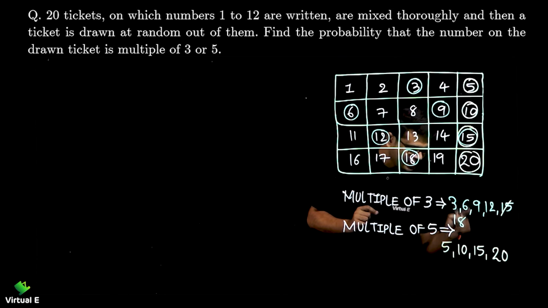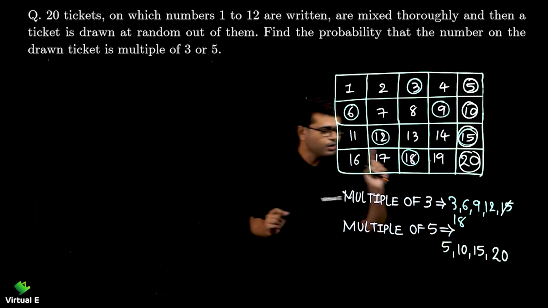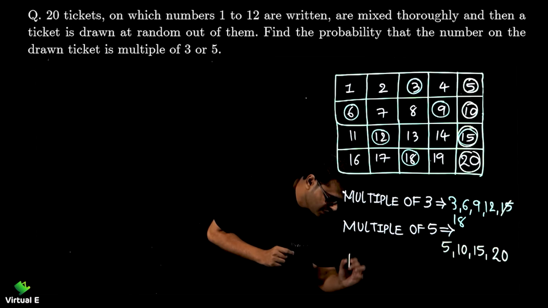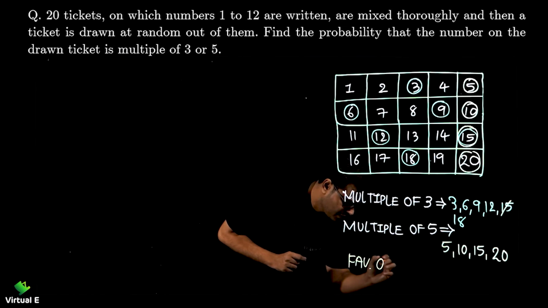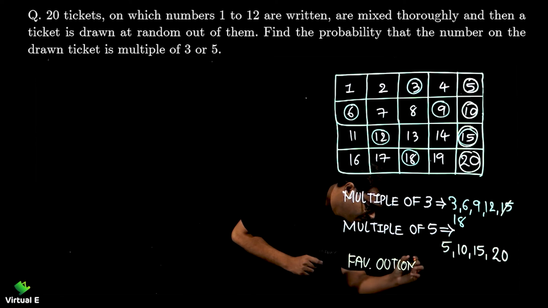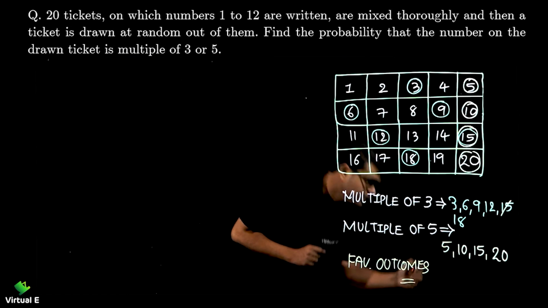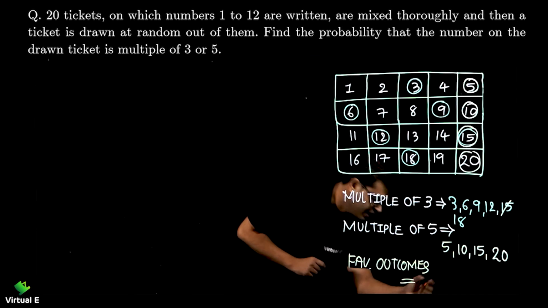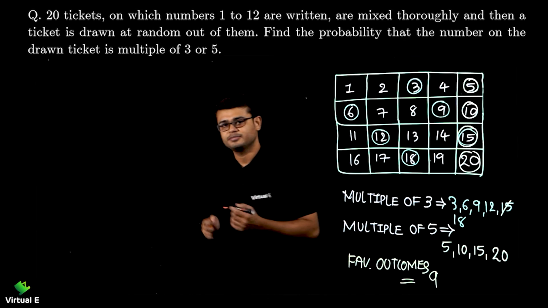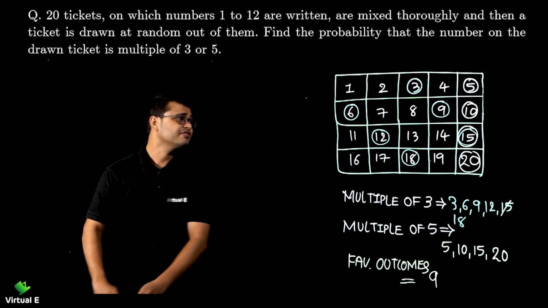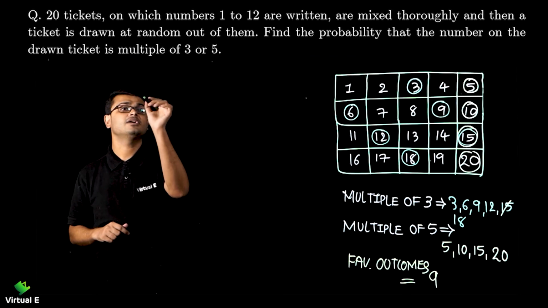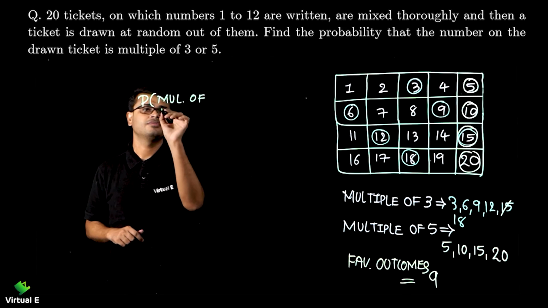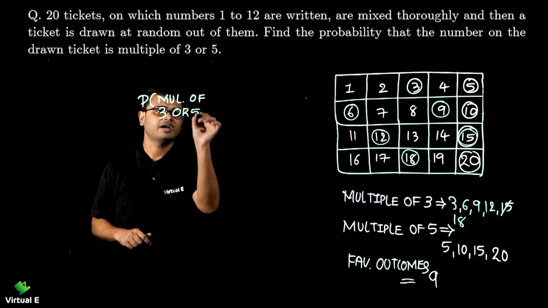So 3, 6, 9, 12, 18 and 5, 10, 15, 20. So how many favorable outcomes are there? That is what we are interested in. So let's write favorable outcomes: 1, 2, 3, 4, 5 and 1, 2, 3, 4. There are 9 favorable outcomes. Okay, so let's find the probability of multiples of 3 or 5.